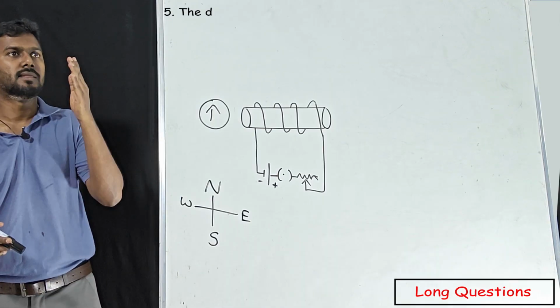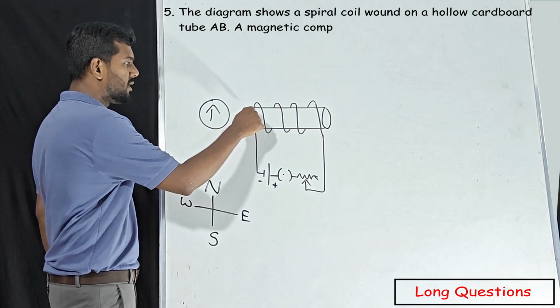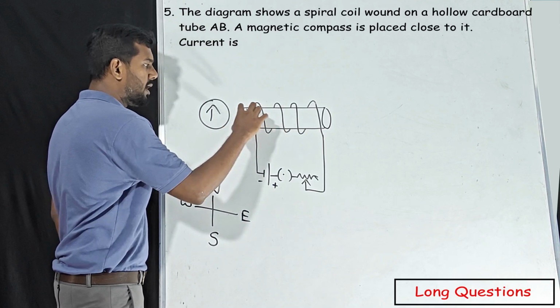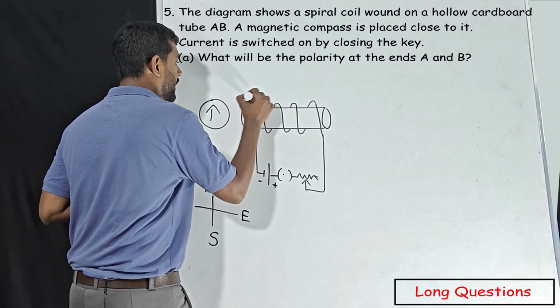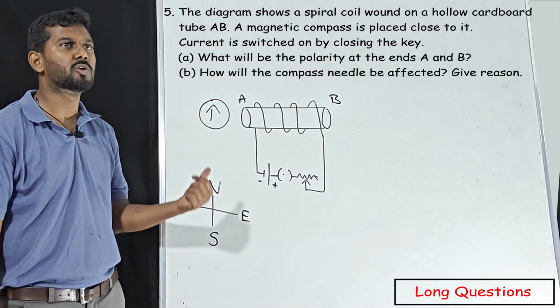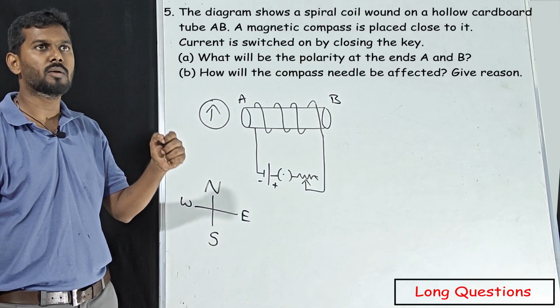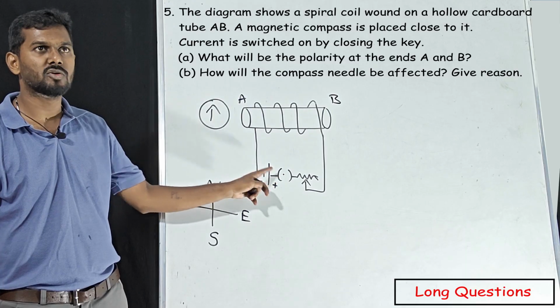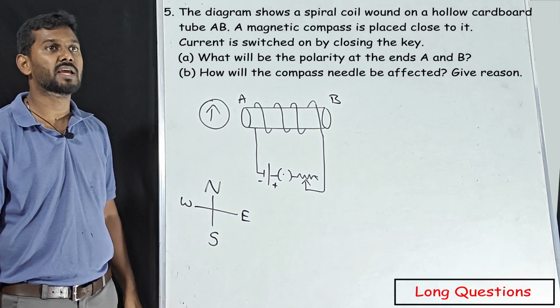Our next question: the diagram shows a spiral coil wound around a hollow cardboard, that is A, B. A magnetic compass is placed close to it, like in the diagram. The current is switched on by closing the key. When the key is closed, current will be flowing. What will be the polarities of ends A and B?